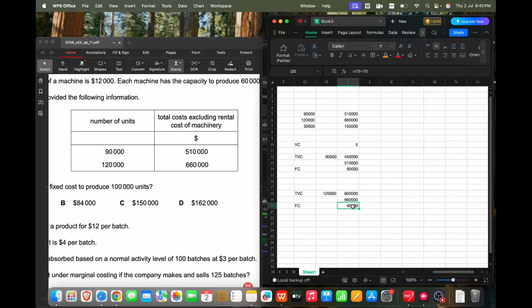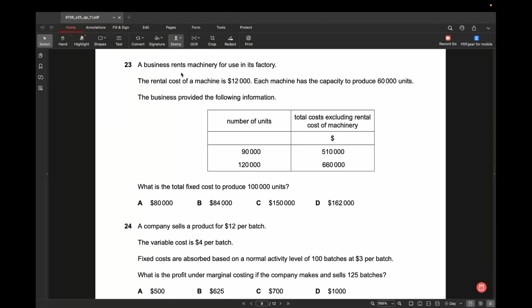Now we already calculated the fixed cost included here, but this fixed cost does not include the rent of the machine. They say that the rent for the machine is 12,000, but each machine will produce only 60,000 units. So in order to produce 100,000 units, I need two machines. That means 24,000. So 60,000 is the fixed cost included here, and 24,000 for the machines. So altogether we paid 84,000. So the answer for 23 is B.